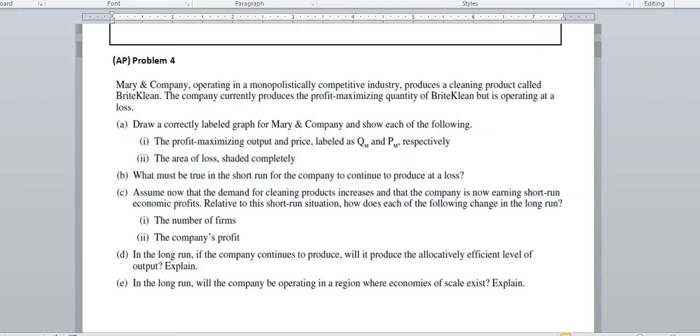But they're not asking that, are they? Let's see. Yeah, it did not say anything about marginal revenue being 0 here, so you don't need to worry about that.